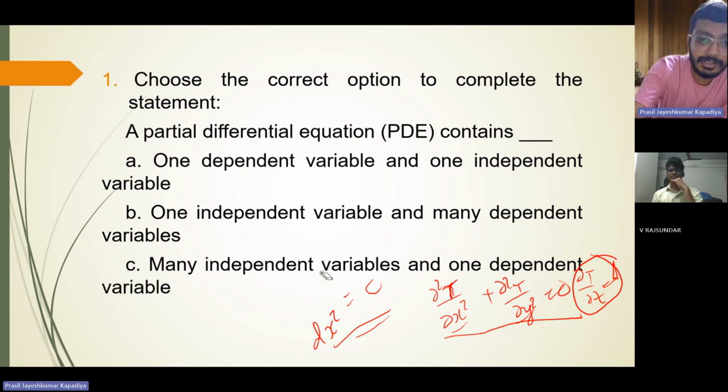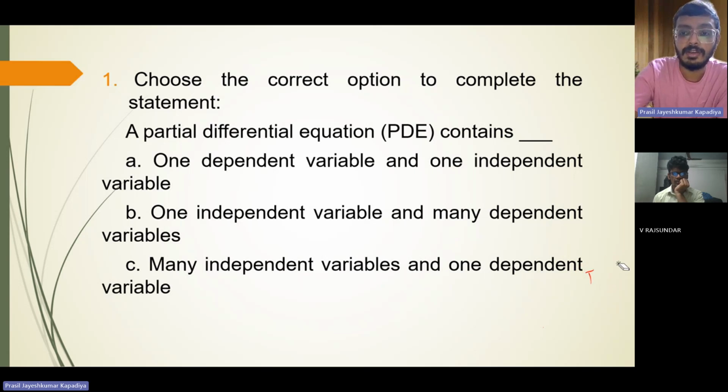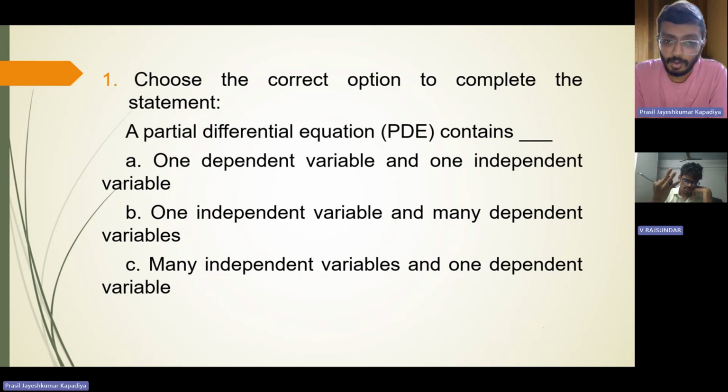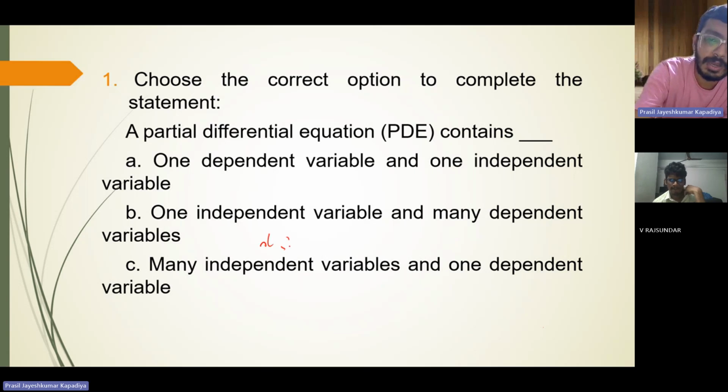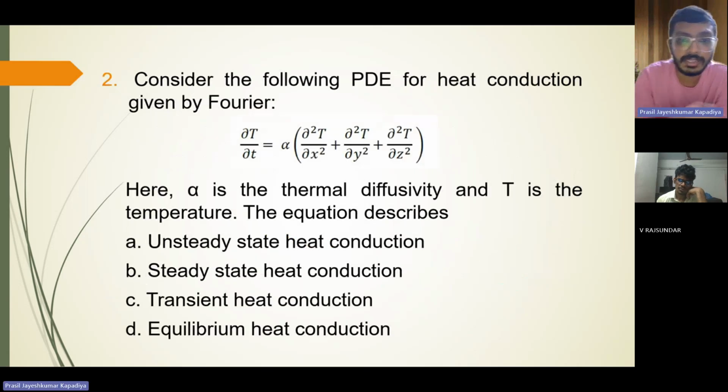So the first question is: choose the correct option to complete the statement. A partial differential equation contains one dependent and one independent variable, or many independent and one dependent variable. Which one is correct? Option C is correct, where we have many independent variables like x, y, z, and time, and one dependent variable, let's say temperature.